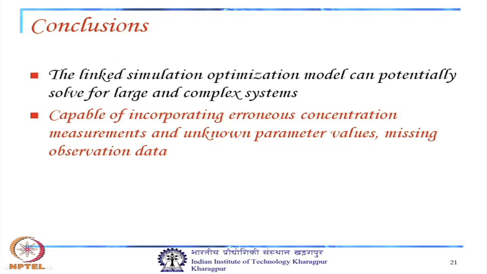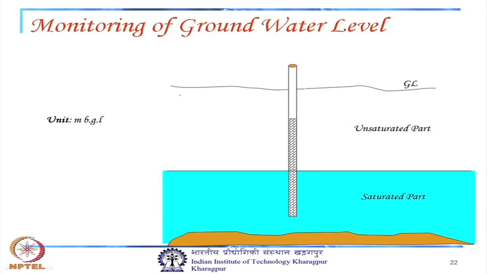So, the conclusion is that the linked simulation optimization model can potentially solve large and complex systems, capable of incorporating erroneous concentration measurements, unknown parameter values, and missing observation data. So, monitoring is the most important thing for any management problem or a source identification problem.